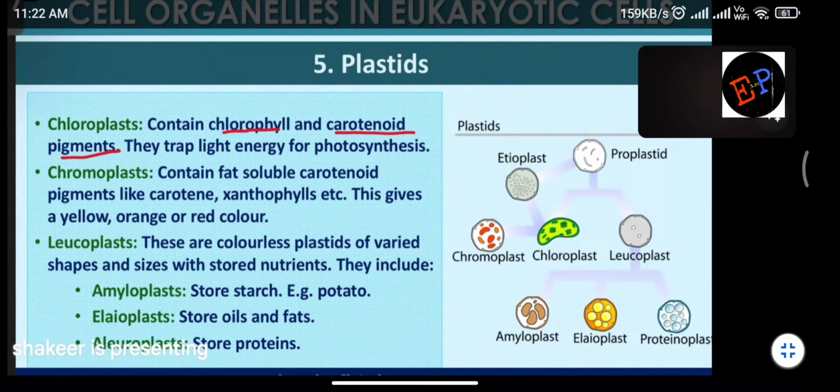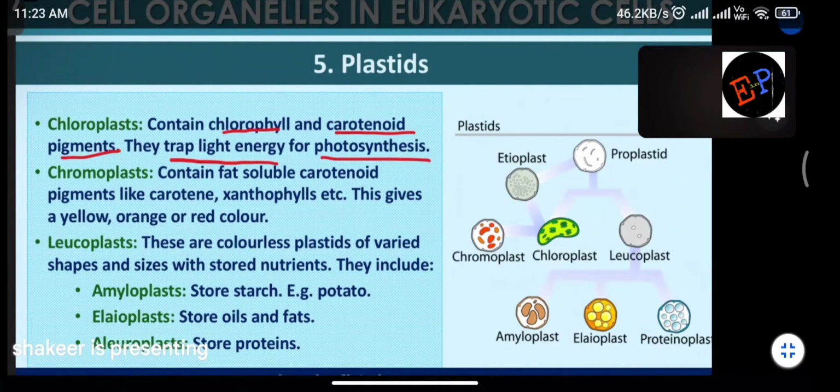The chloroplast mainly contains chlorophyll and carotenoid pigments. So the chloroplast contains what? It contains the pigment chlorophyll, and what is the purpose of chlorophyll? It is responsible for photosynthesis, and some carotenoid pigments are also present. They are helpful for trapping light energy for photosynthesis. That is the function of the plastid called chloroplast.